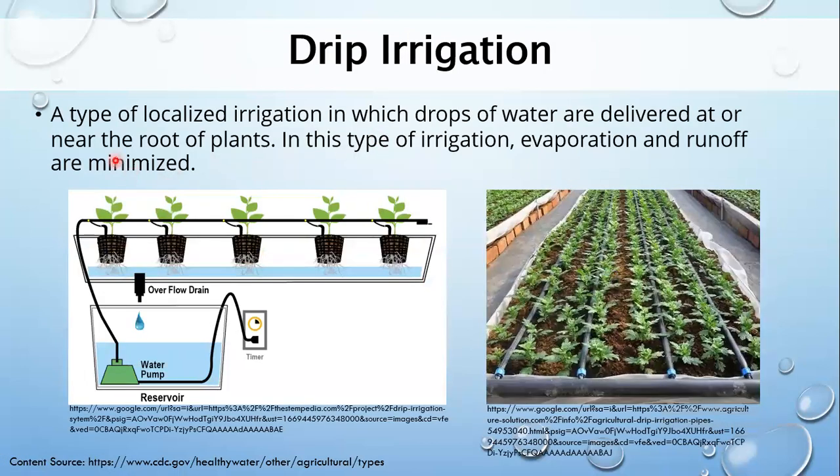Next, the drip irrigation. Drip irrigation is a type of localized irrigation. Localized siya na type ng irrigation na kung saan yung water is delivered near the roots of the plants. So, in this type of irrigation, evaporation and runoff are minimized. Yung mataas na evaporation ng water and then yung runoff, yung excess na water or not being absorbed by the plants, na-minimize kasi directly nang dini-deliver yung water doon sa plants or sa crops na kung saan siya kailangan, okay?